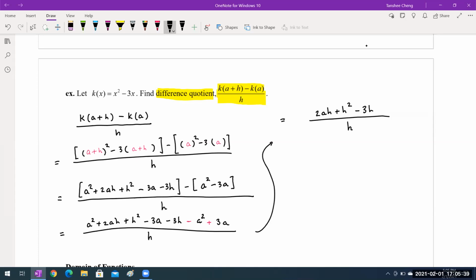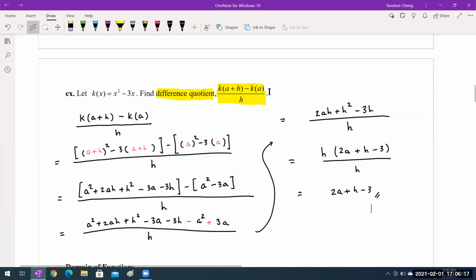What we can do right here is factor out h and then reduce it with the denominator. That way we will get our final answer. Our final answer in this case is 2a plus h minus 3, and this is simplifying the difference quotient for this particular function. As I mentioned earlier, you should be able to simplify this difference quotient with any type of function: radical, rational, absolute value, and so on and so forth.